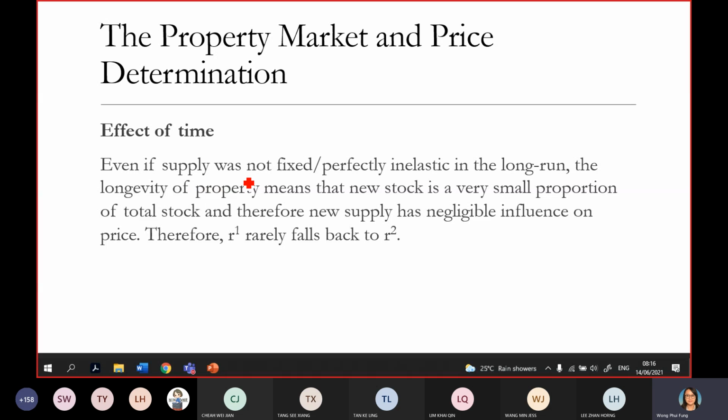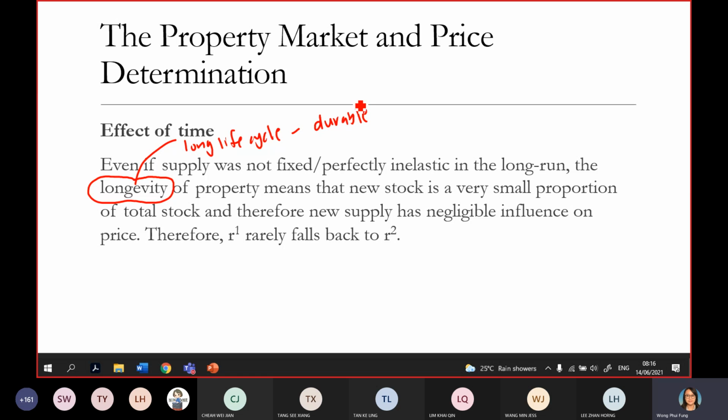Even if supply was not fixed or perfectly inelastic in the long run, there is another word, I forget whether I mentioned this before or not: longevity, meaning a long life cycle. This ties back to what I mentioned before, durable. If you still recall, I told you before that property is very durable. So it stands a very long time, a very long cycle.